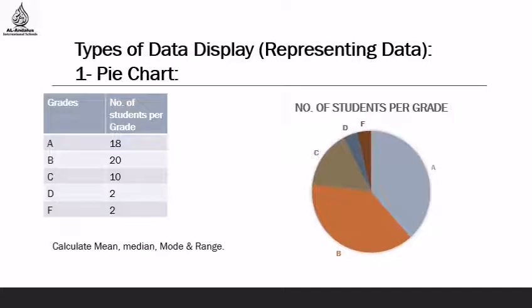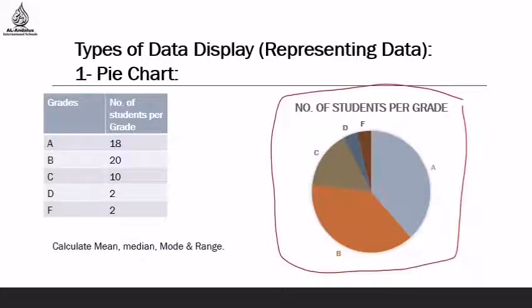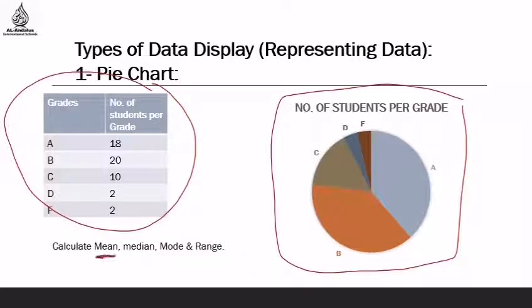So now in the pie chart, I figured out some information out of this shape. And this is data display, or representing data. Out of this table, I can make data analysis. And we said that data analysis is our previous chapter. It means I can calculate the mean, median, mode, and a new item which is range.